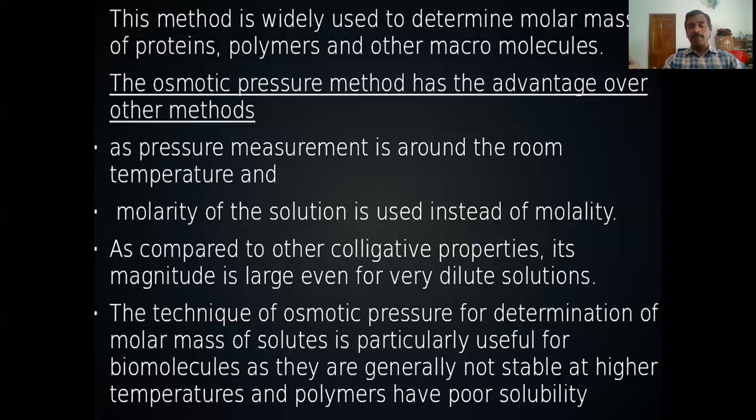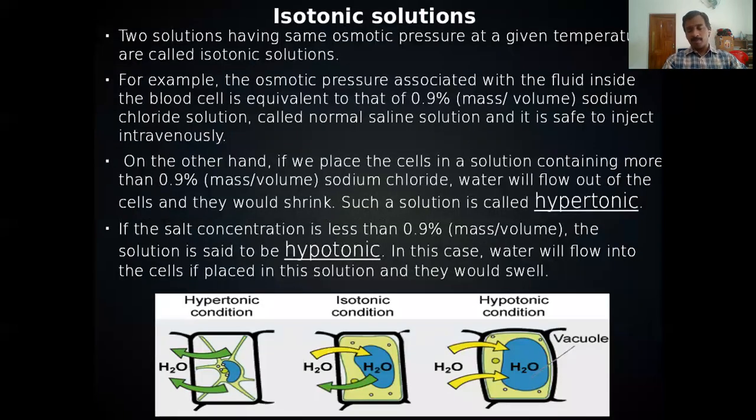Biomolecules on heating, especially proteins, you know, if you heat them, denaturation will take place. They are not stable at a high temperature. So for the calculation of molecular masses of biomolecules, the osmotic pressure method only can be applied. Similarly, if the solubility is very low, if you measure other colligative properties, you will not get a measurable quantity. But in the case of osmotic pressure, you get a measurable quantity. So these are the advantages of osmotic pressure measurement.